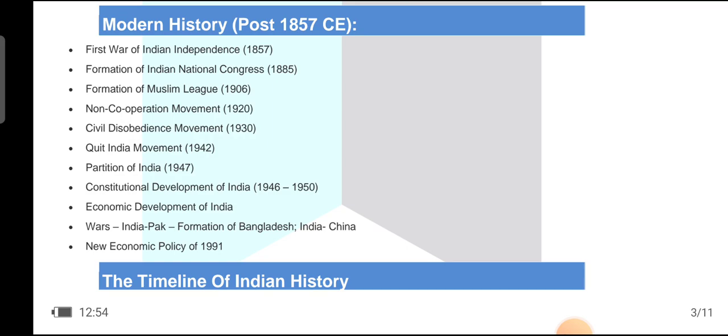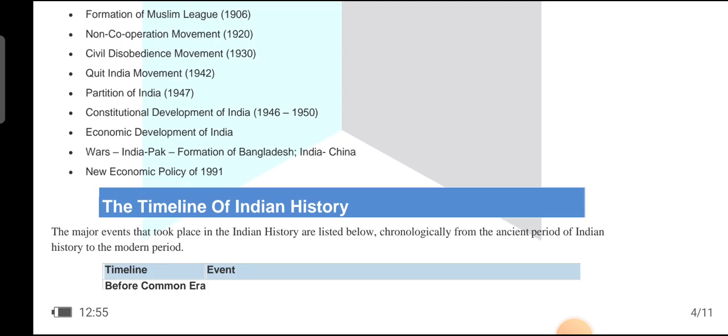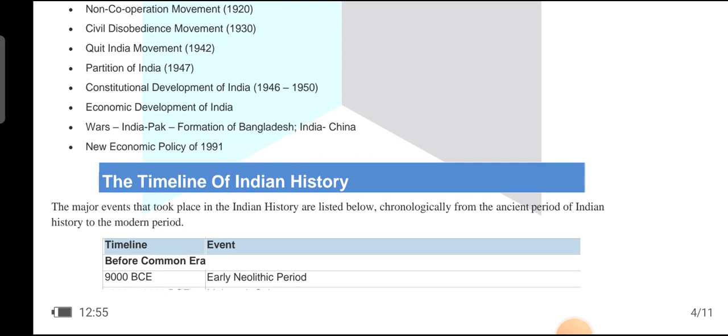Next is the Constitutional Development of India, 1946 to 1950. Next is the Economic Development of India. Next is the wars: India-Pakistan, formation of Bangladesh, India-China. Next is the New Economic Policy of 1991. And the timeline of Indian history, this point is discussed in our next session.